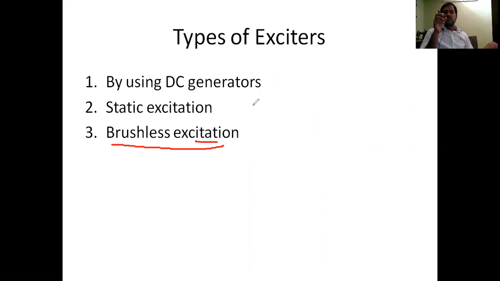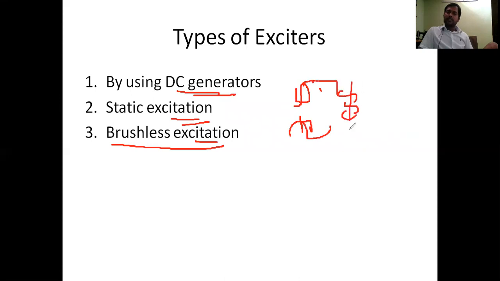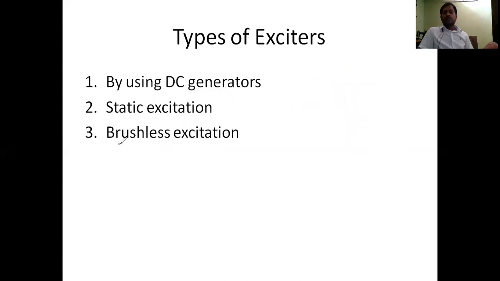There is no brush, nothing but by using DC generators and static excitation through brushes, we need to inject the supply to the alternator. Through brushes we are giving the supply to the alternator rotor. But without brushes there is also excitation. This is used for high capacity. This is medium capacity. This is low capacity.